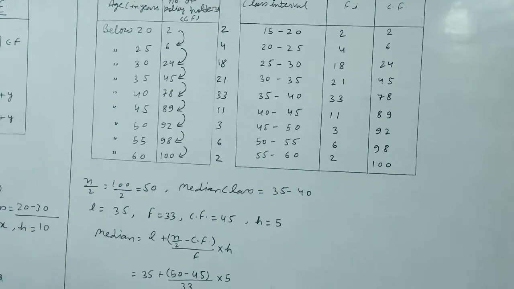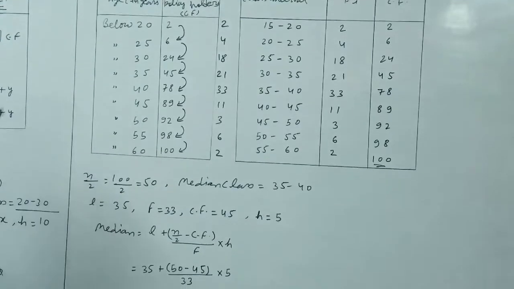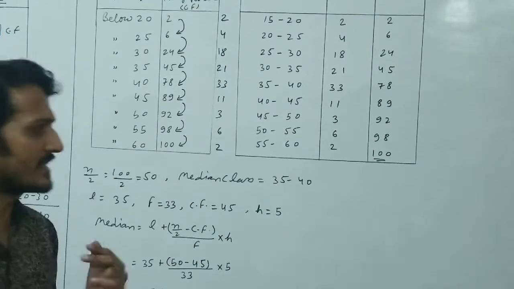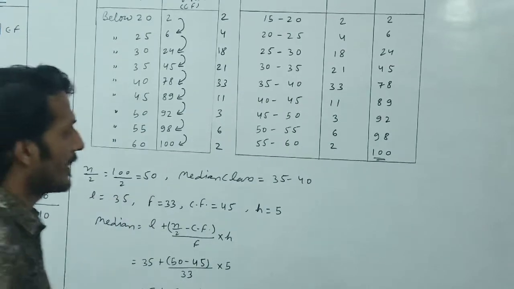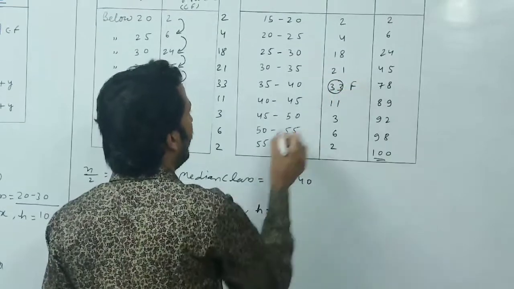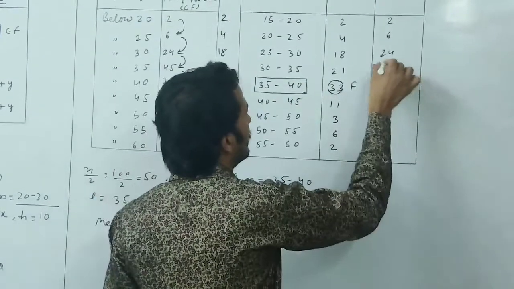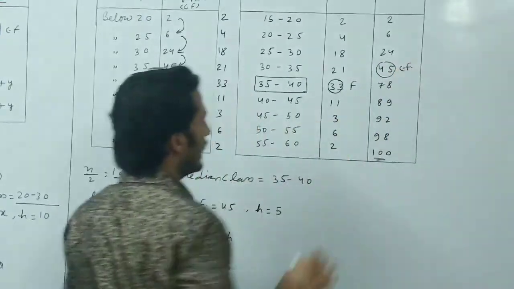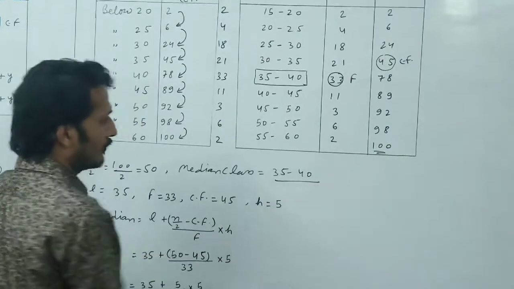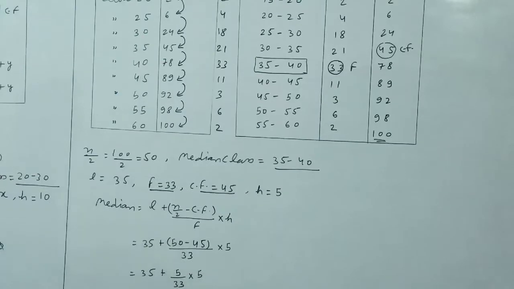For that, n upon 2, the sum of observations is 100, so n upon 2 will be 100 upon 2, which is 50. Now the value of cf which is just greater than 50 is 78. So this will become f, this will become the median class, and this will become cf. So the median class is 35 to 40. We have found cf and we have found f.